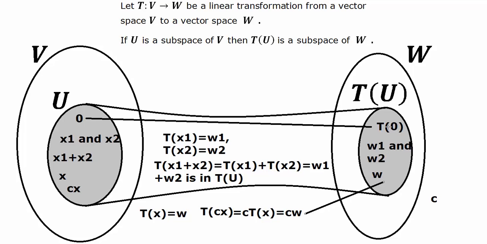So what we have is, we have the zero element in TU. If w1 and w2 are in TU, then w1 plus w2 is also in TU. And if we have a number c and an element w of TU, then c times w is in TU. And these are the three conditions that we have to verify to show that TU is a subspace of W.